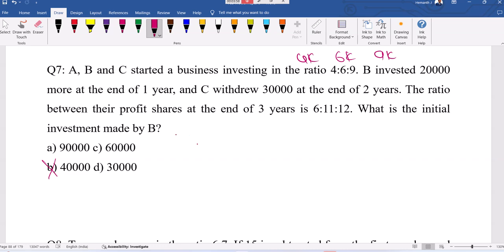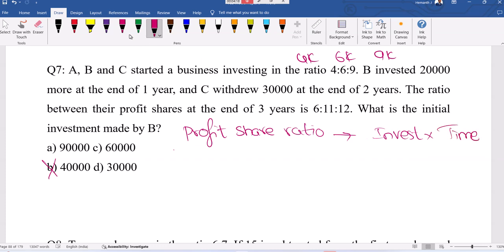See, what is the profit share ratio? Profit share ratio depends on investment into timing. Simple logic. In the entire partnership concept, whether profit or loss, it depends on investment into timing. Now, what about A and B and C? All this profit share is already given as 6, 11, 12. First, A investment 4K for 3 years, there is no change. 4K into 3.